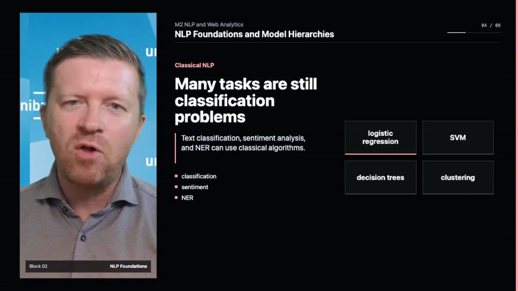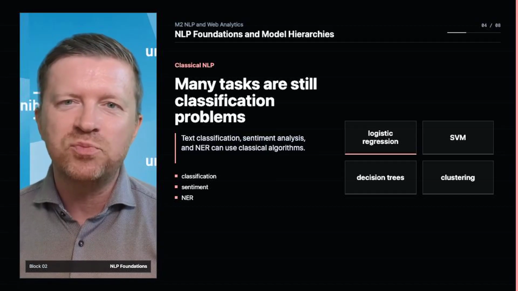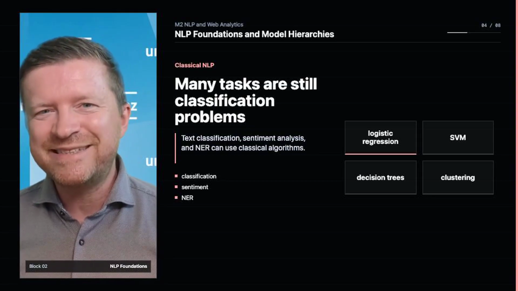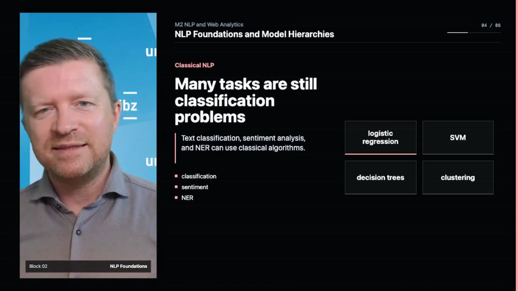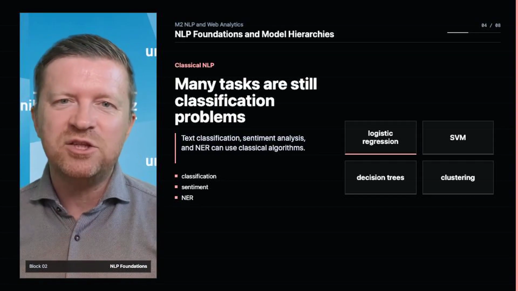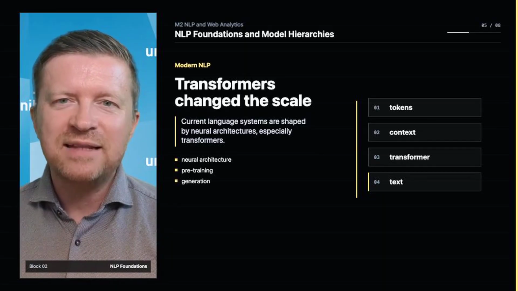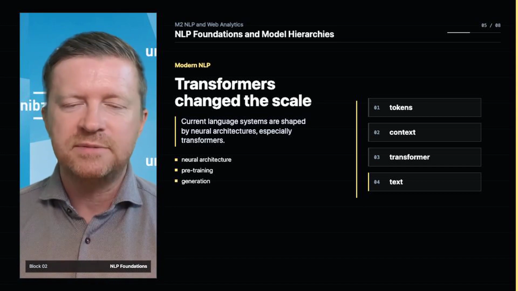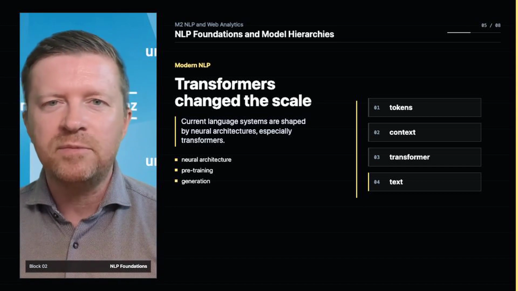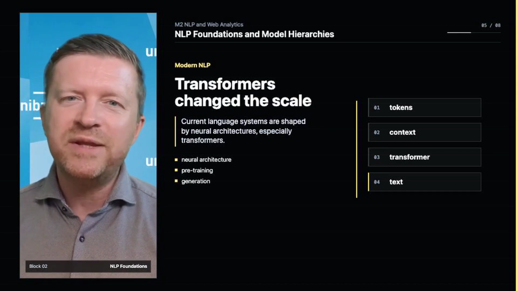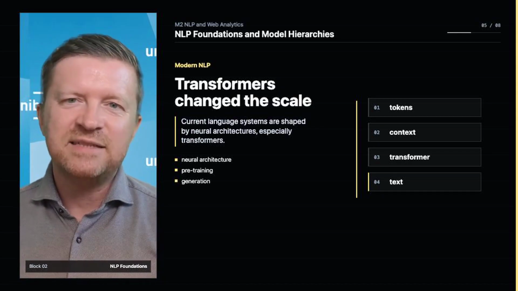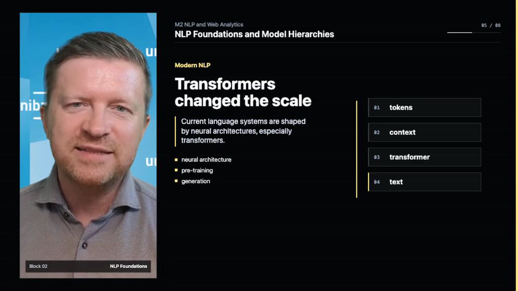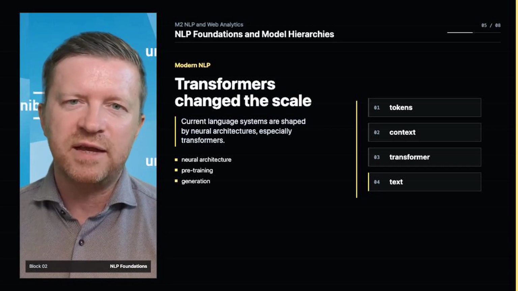These tasks can be solved with classical supervised or unsupervised algorithms such as logistic regression, support vector machines, decision trees, or clustering. At the same time, modern NLP is heavily shaped by deep learning. State-of-the-art language systems often use neural architectures, especially transformer-based models. GPT is the most familiar example. GPT stands for Generative Pre-trained Transformer. The name tells us three important things. It generates text, it is pre-trained on large datasets, and it is based on the transformer architecture.